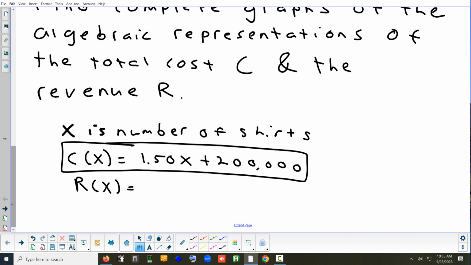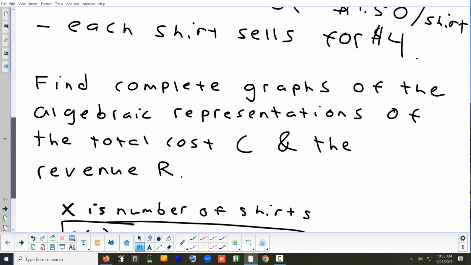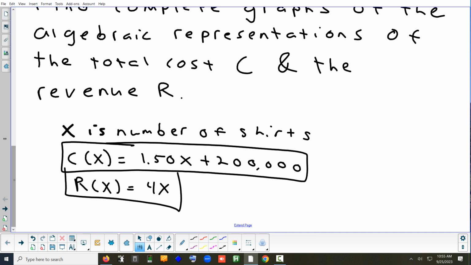But revenue is just money you take in, just the money you take in from selling shirts. So that'd just be 4x. Just 4x, yeah. So the revenue is just money you take in. Cost is money you put out. Then the difference between revenue and cost, if it's positive, then you've made money. If it's negative, you've lost money. Okay, so now let's graph those and see what they look like. So I need my graphing calculator.